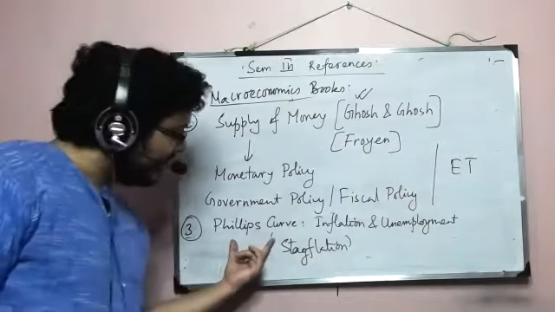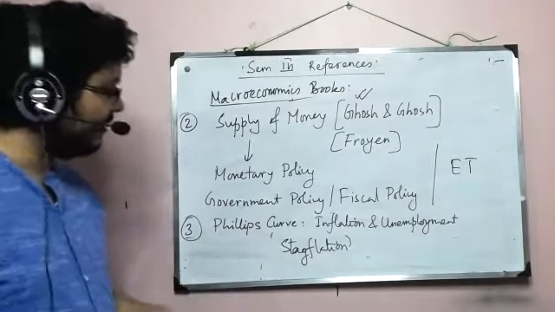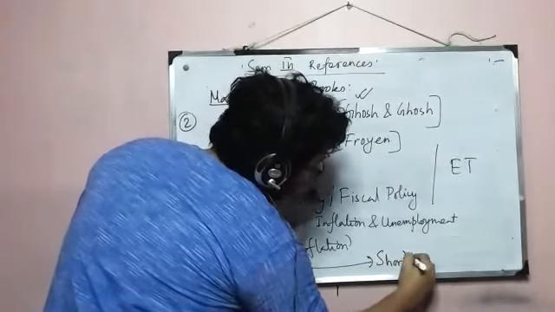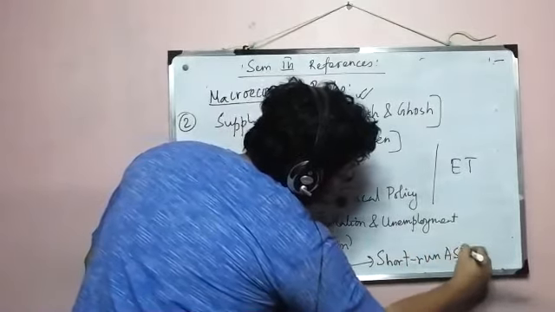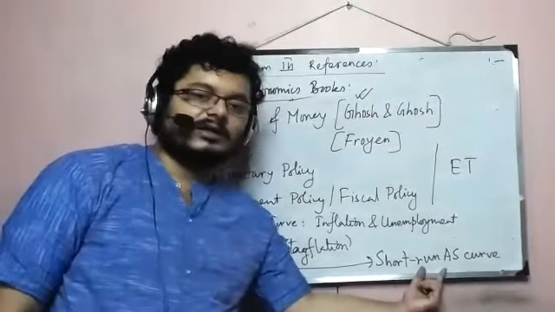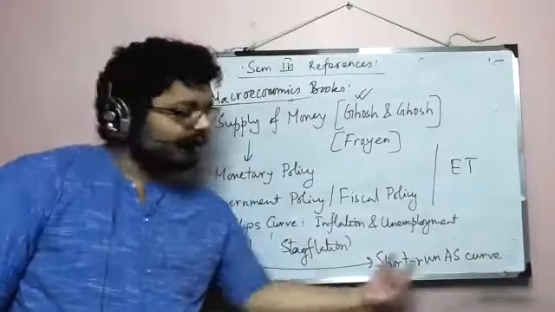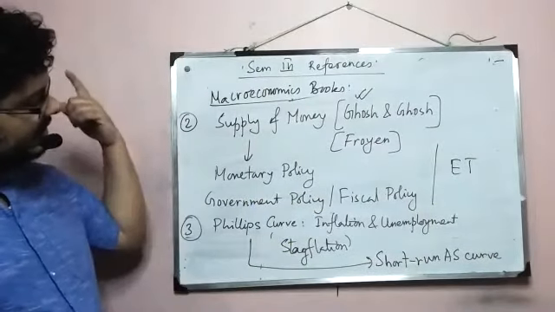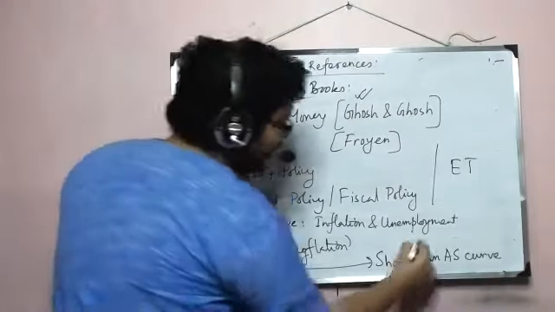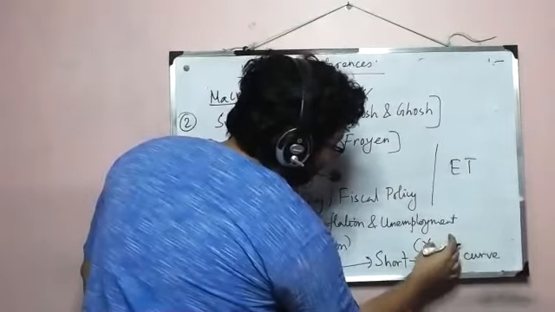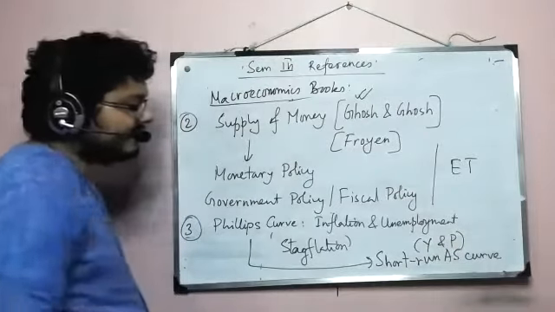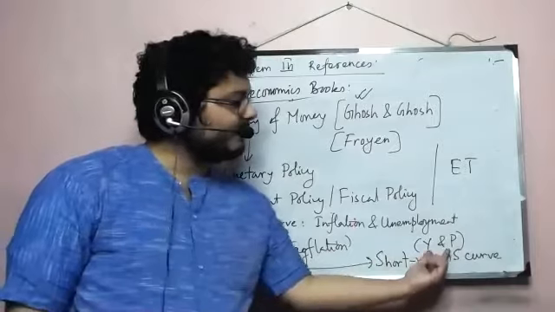Now, Phillips curve is also something which connects our short run AS curve, and that's how this is connected to the first topic that we are talking about. Okay, so AS curve is essentially a relationship between y and p, and the connection between Phillips curve, or inflation and unemployment, with y and p is quite trivial.